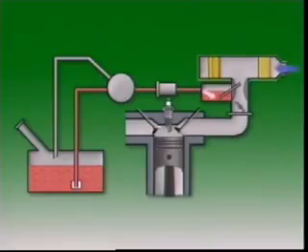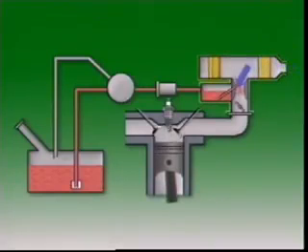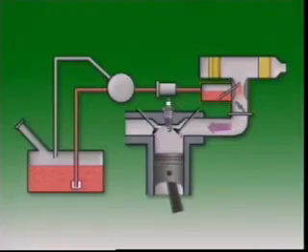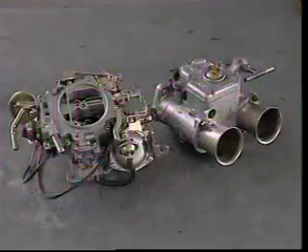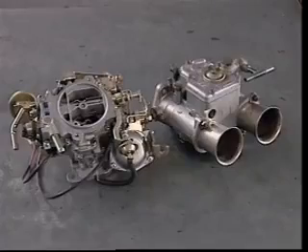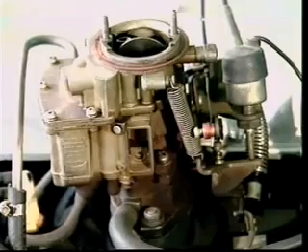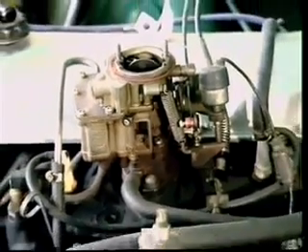An air cleaner supplies clean air. A carburetor mixes the air and fuel and controls how much mixture enters the engine. An intake manifold carries the mixture to the engine. The carburetor has to supply the correct mixture of air and fuel to suit all operating conditions. The downdraft carburetor is the most common kind.